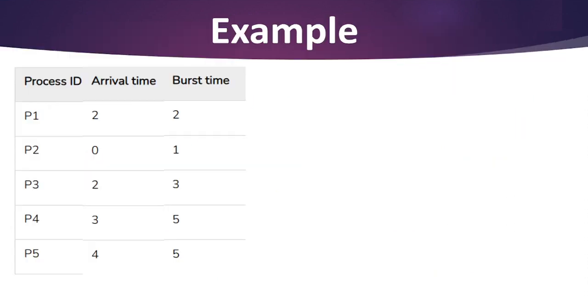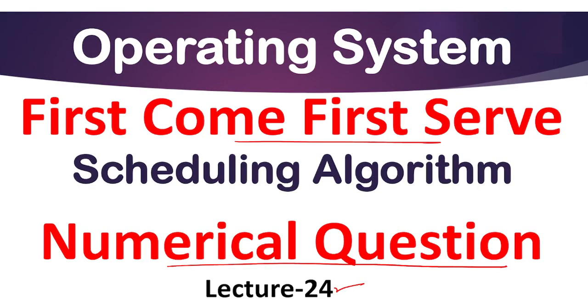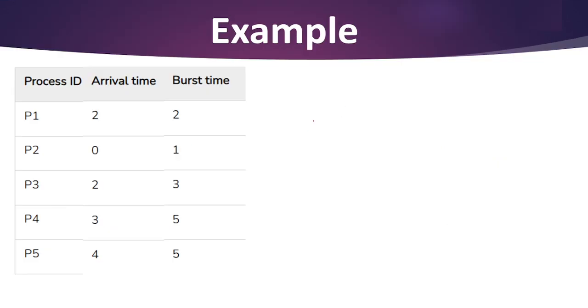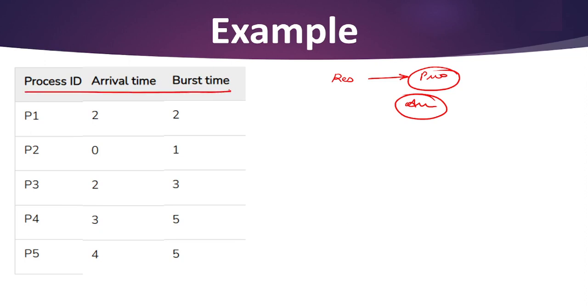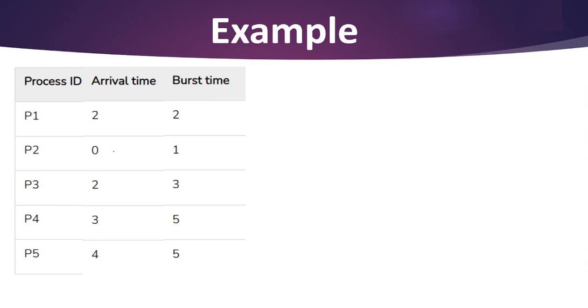Okay. So now let's just start with the example. In the previous lecture, we have already discussed one basic example of first come first serve, where we all know that the resources are allocated to the processes as per their arrival time. Similarly, in this example, we will check first the arrival times of the given processes. So here we have 5 processes and the smallest arrival time here is 0.